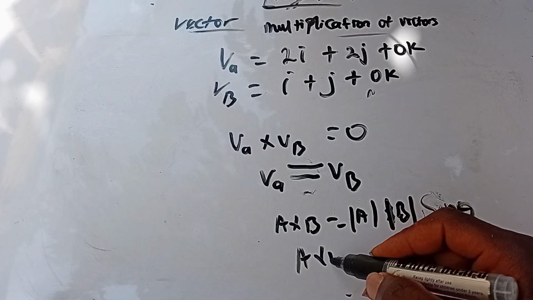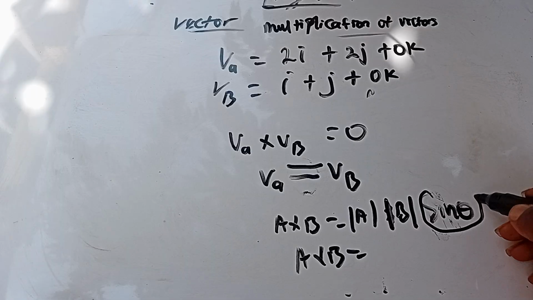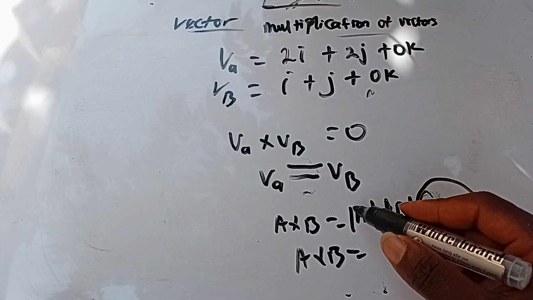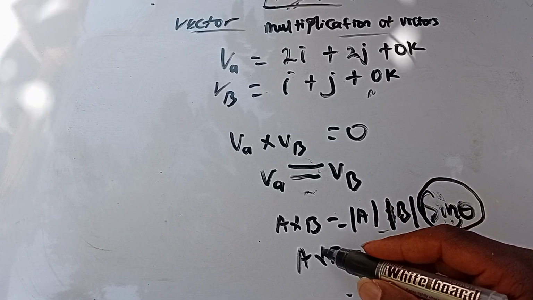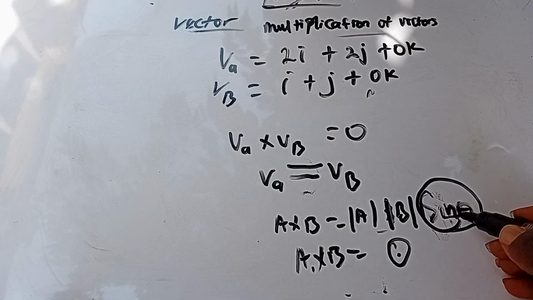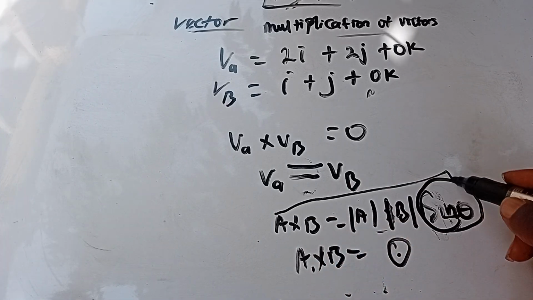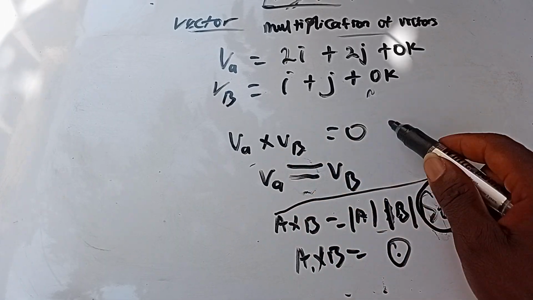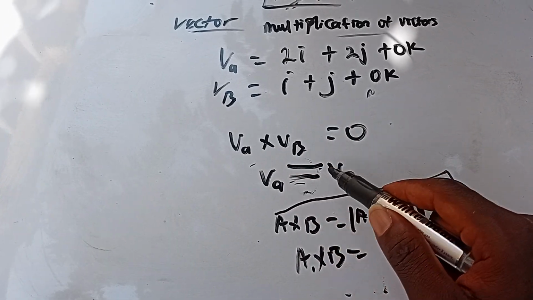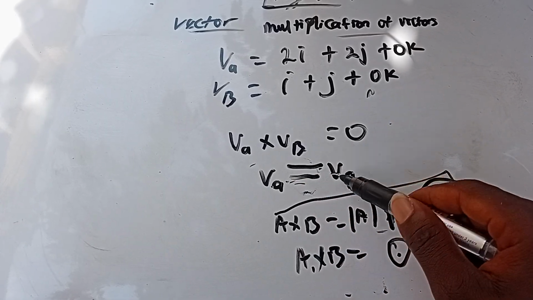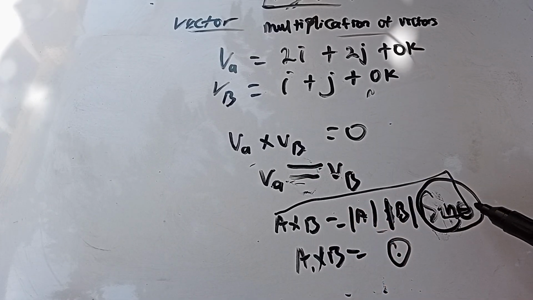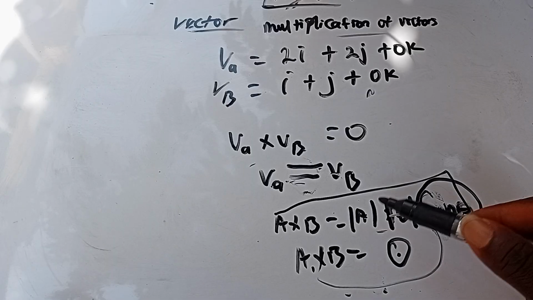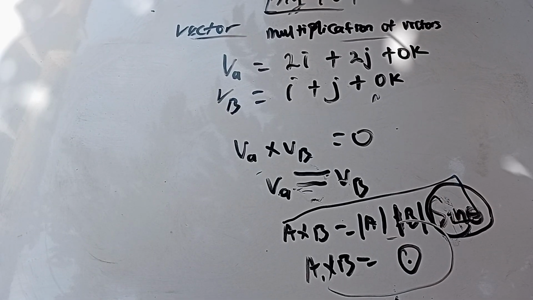So A cross B equals, since sine 0 is 0, 0 multiplied by whatever is also 0. So A cross B equals 0 when the angle is 0. This is the formula: A cross B equals AB sine theta. So if we get A cross B to be 0, that means the vectors are parallel. If they are parallel, the angle between them is 0. So sine 0, I'm just showing how they are verified.